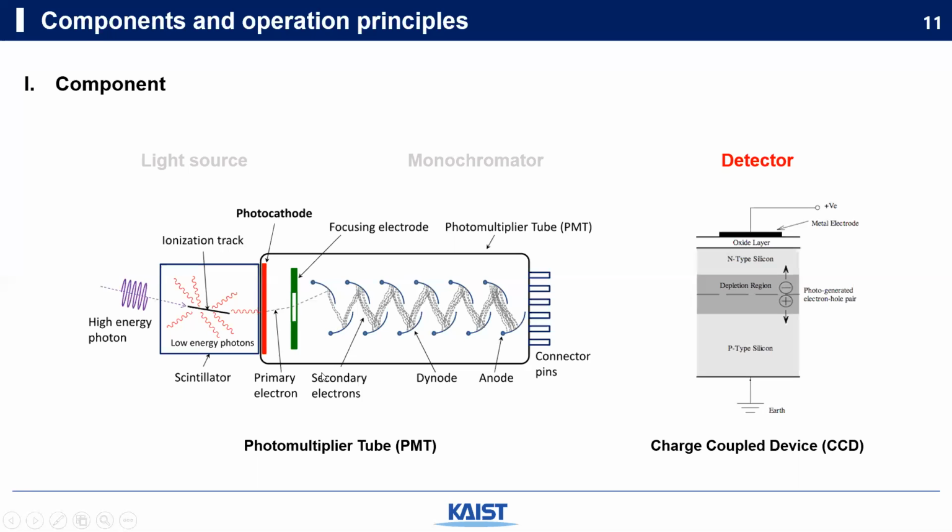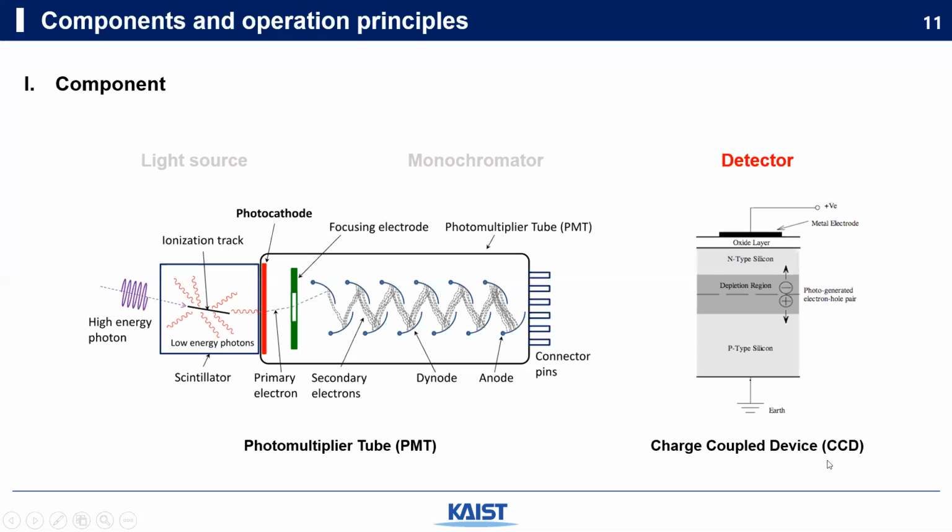And this process is repeated between 10 to 20 dynodes, with one primary electron producing about 1 million secondary electrons in the end. Since electrons are emitted from the material by light, they are called photoemissive, and they are classified as external photoelectric devices. Next is the charge-coupled device.